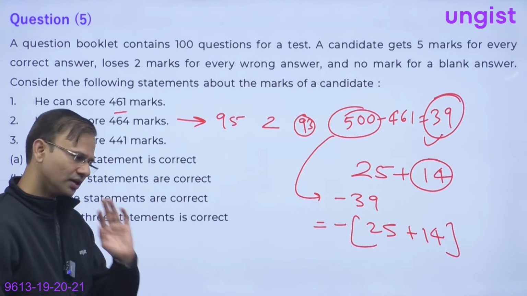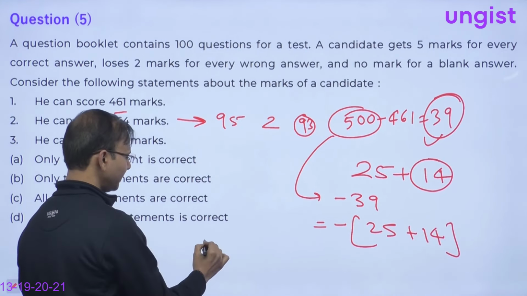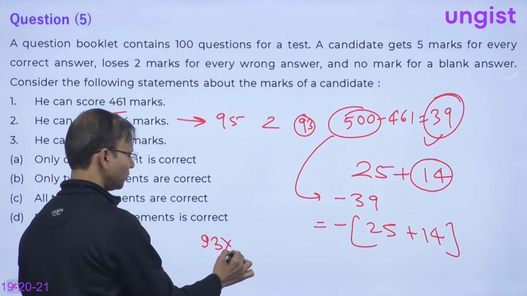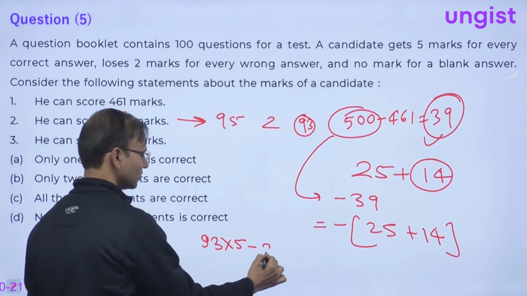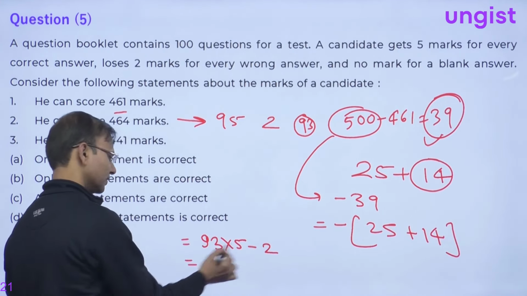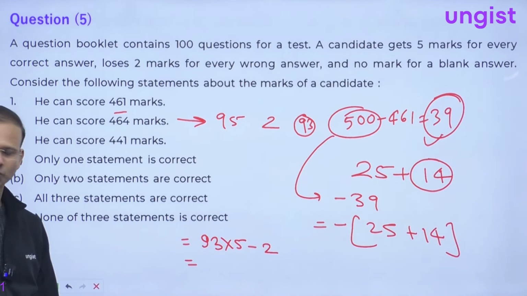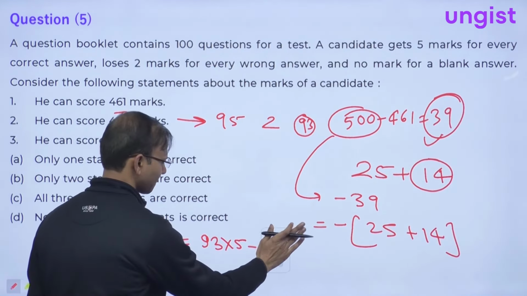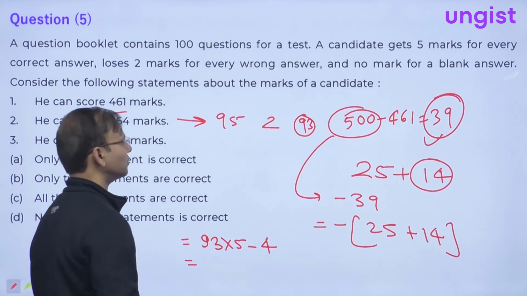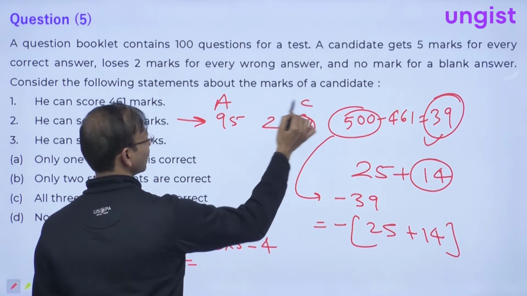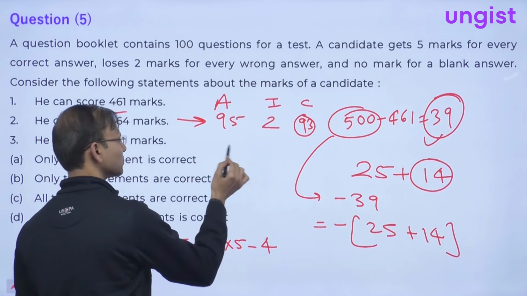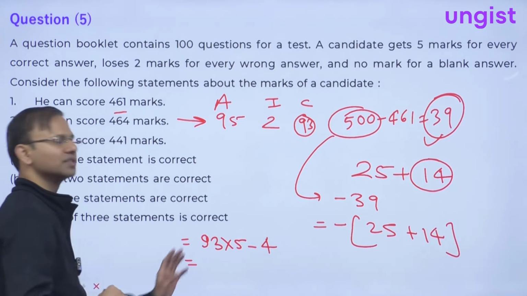Getting it, everyone? So 93, if 93 are correct, so 93 into 5, and 2 are wrong, so minus 2. 2 means 4. These are attempted, these are correct, these are incorrect, right? So the final score is this.